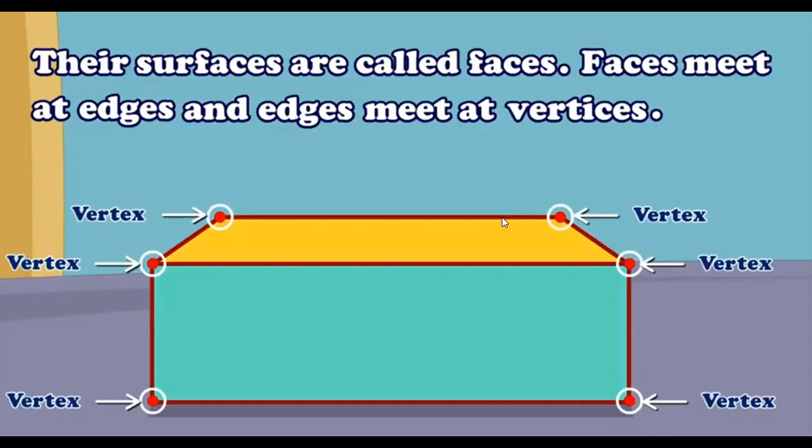Yes, sir. Very good. When we talk about one corner, we will say vertex, and when we talk about all corners, we will say vertices. Let's move.